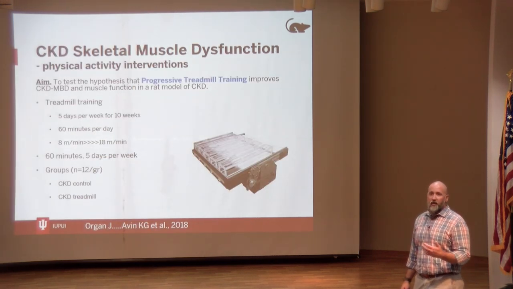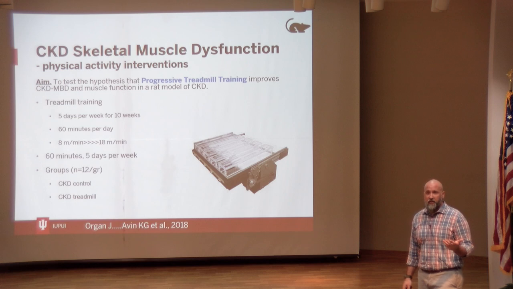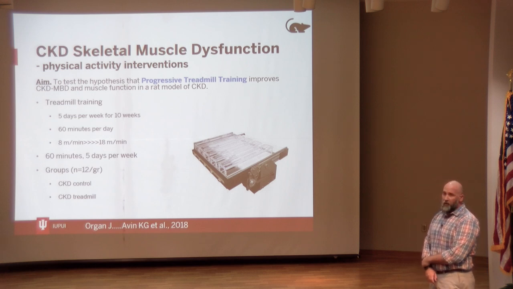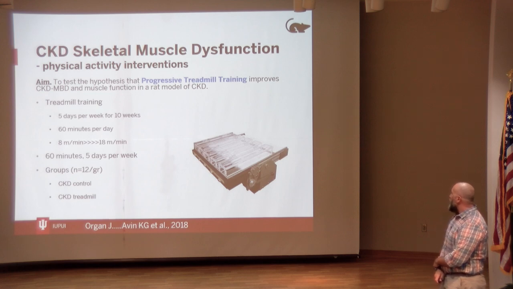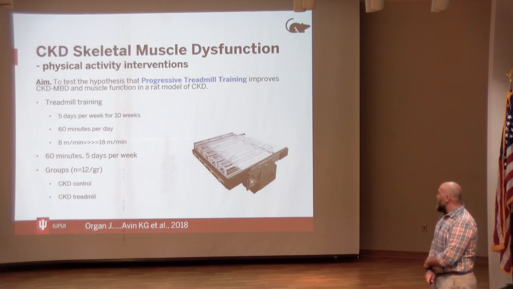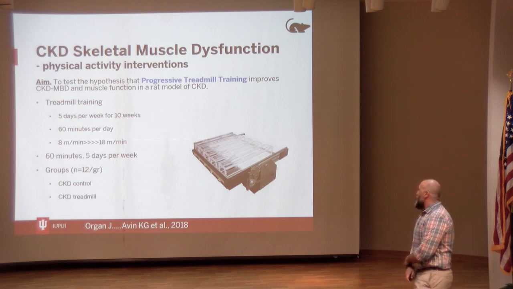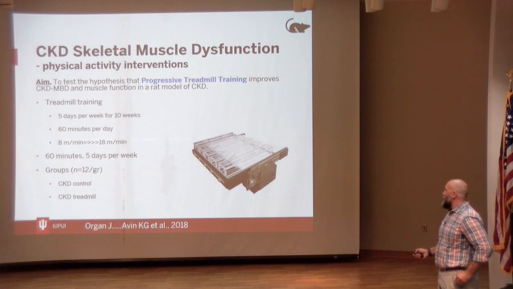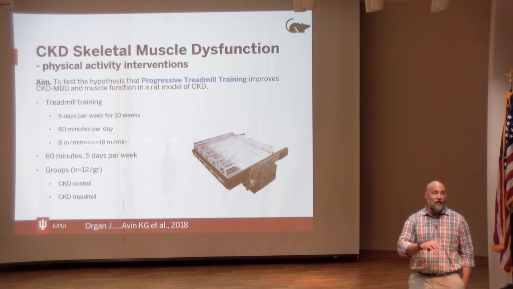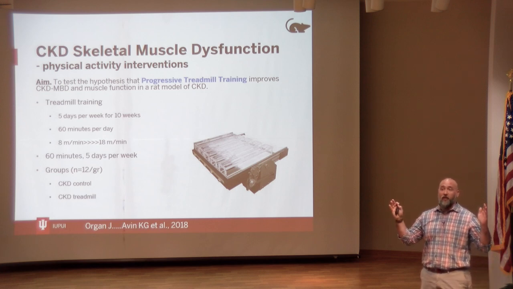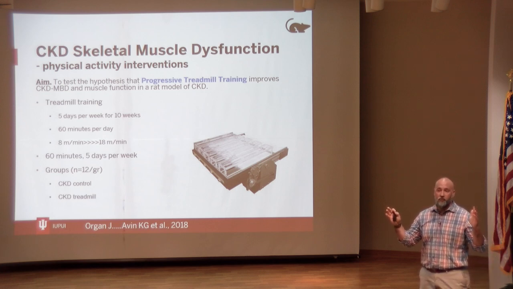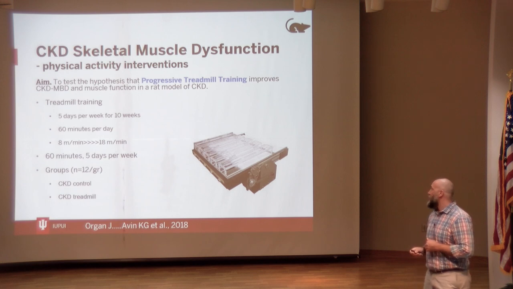So when I first came into the lab, obviously I wanted to do an exercise study. I was working with Jason Organ at the time, who's in the School of Medicine. And so we started doing this exercise training. It was 5 days a week for 10 weeks, 60 minutes per day. So when you look at 60 minutes per day, 5 days per week, we're at 300 minutes. When you look at the ACSM guidelines, if you're looking at a drug dosing study, we're going for maximum dose, right? We're looking at the high end.